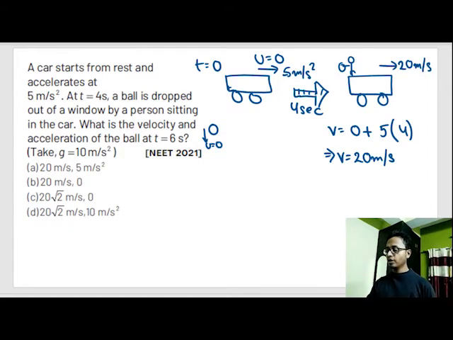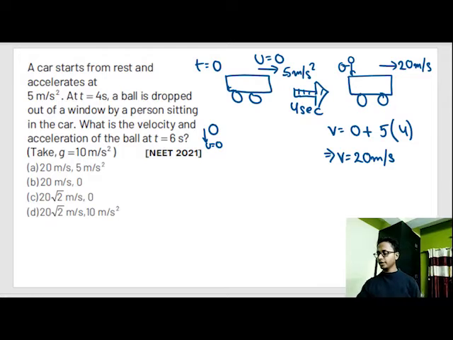He drops the ball. So whenever a ball is dropped from any vehicle or any container, the ball or the object that is thrown out gets the velocity of the container but doesn't get the acceleration of the container.